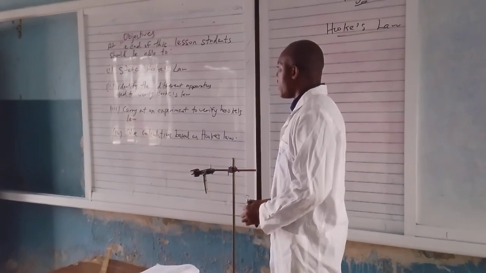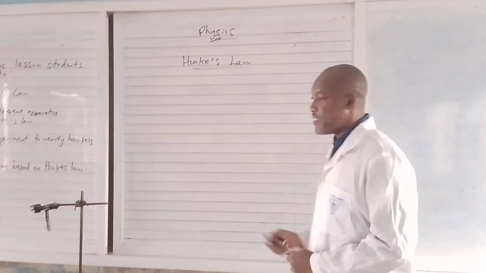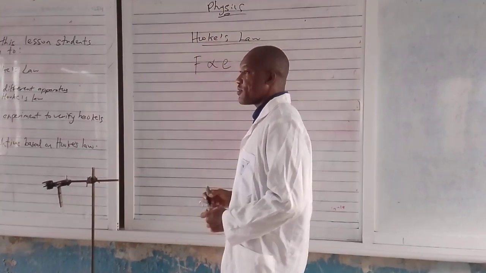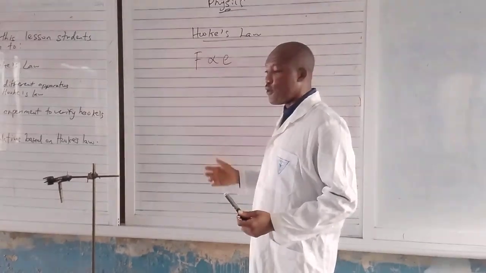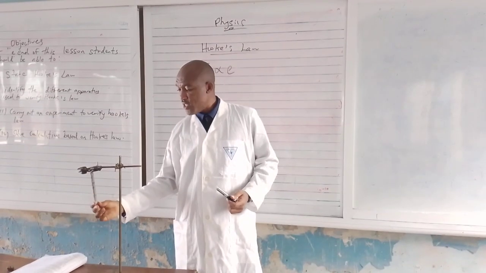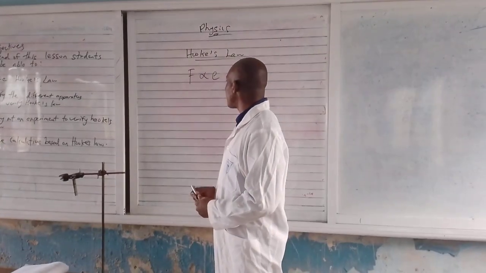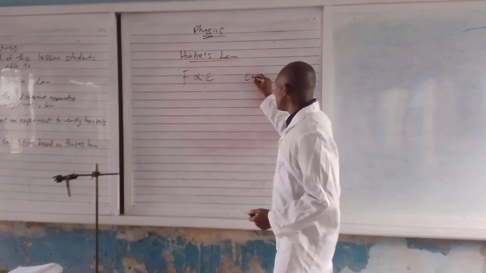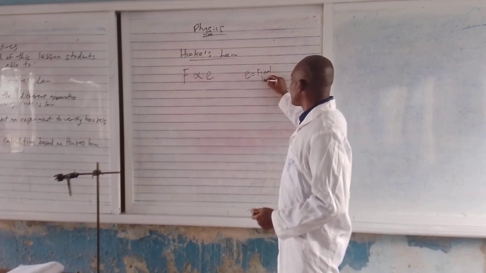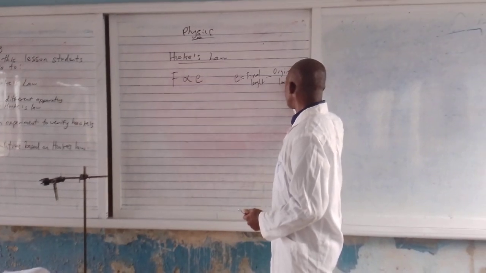Now, according to Hooke's law, what Hooke's law states is that the force is proportional to the extension. That means the more the force, the more the extension. Like here now, the more force I apply on this, the more it will extend. Okay? Now, how do I determine the extension? The extension is the difference between the final length and the original length.